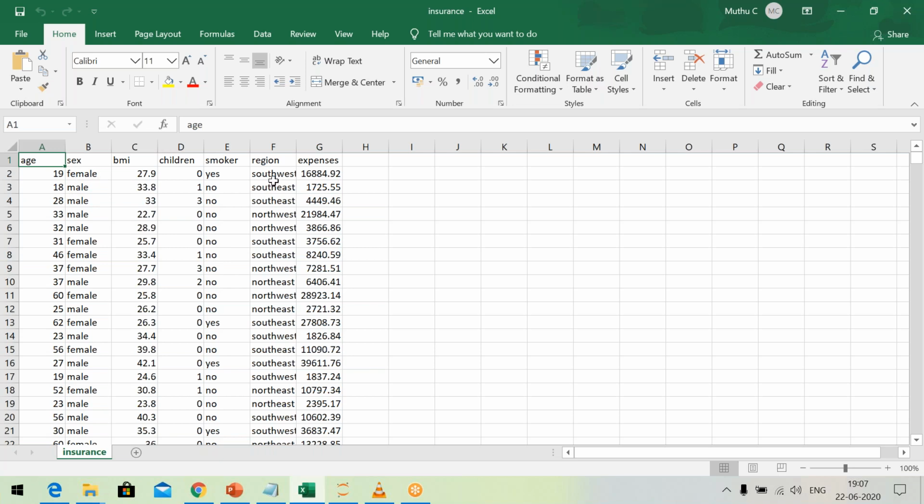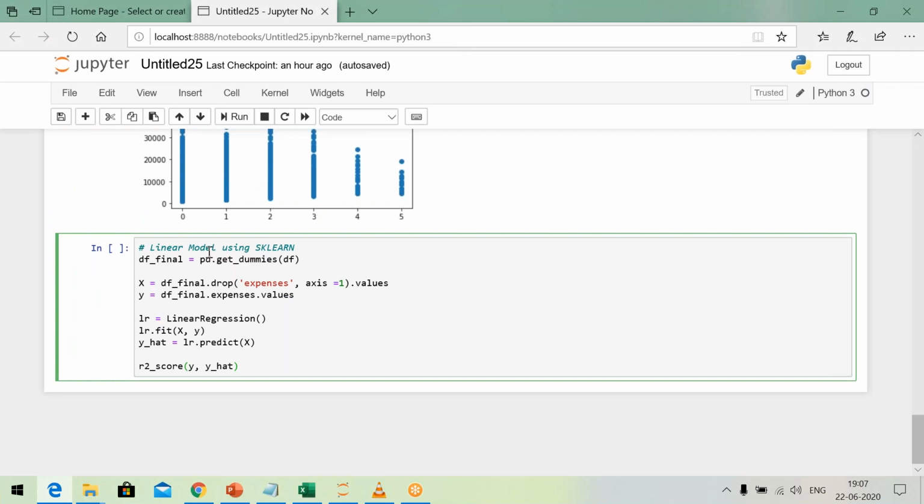Similarly, only 4 values get repeated: southwest, southeast, northwest, northeast. That's all. So we will use the combinations 0 0, 0 1, 1 0 and 1 1 to represent these. That's all. This can be done by applying the function get dummies.